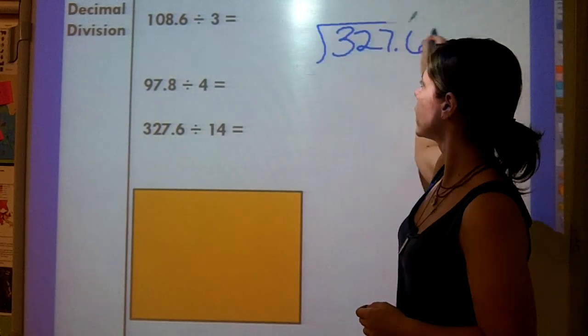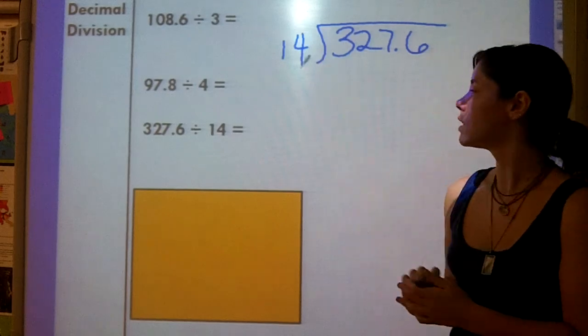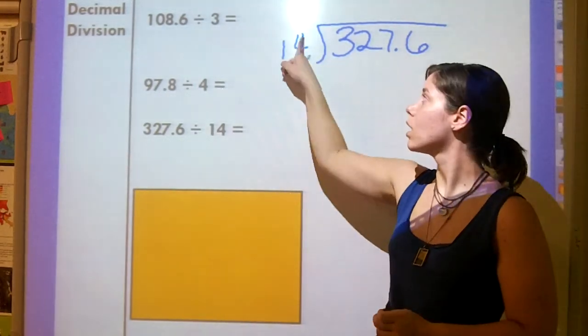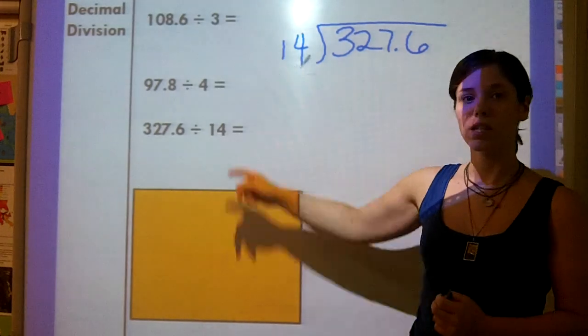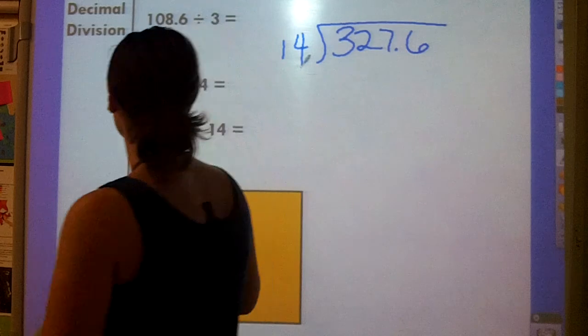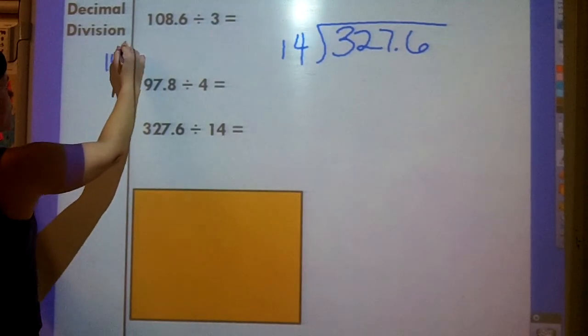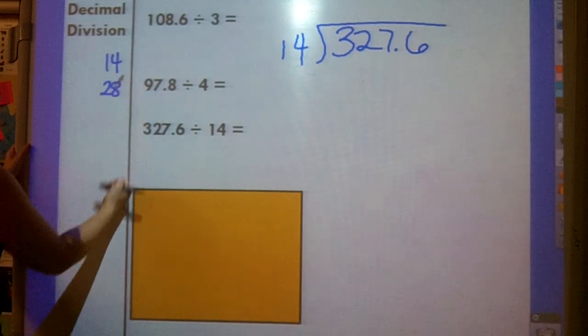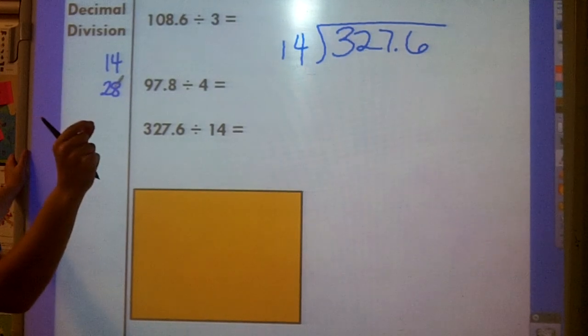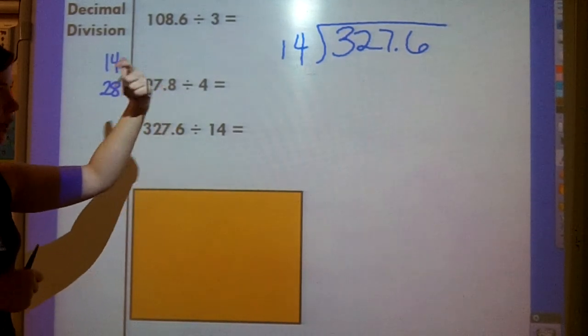$327.6 divided by 14. This time I'm counting by 14s. What you should remember from before about larger divisors is that if you're not comfortable counting by 14s, list some multiples first. Just count by 14s. 14, 28, and it's counting by 7s double, right? 7, 14 would be 1. 21, 28.